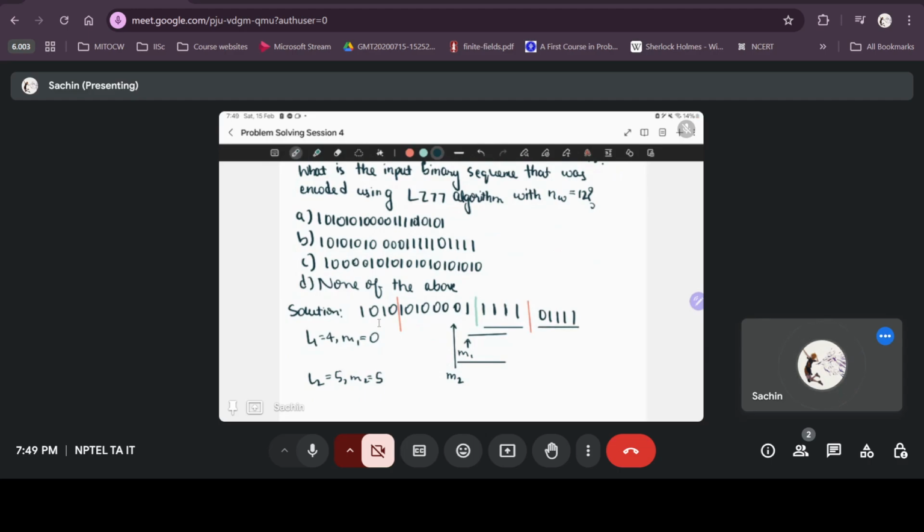So now the input sequence must be 1010, 1010, 0001, 1111, 01111, which is option B.